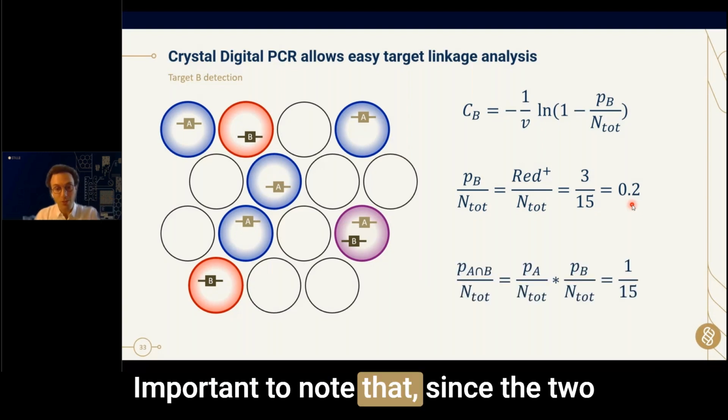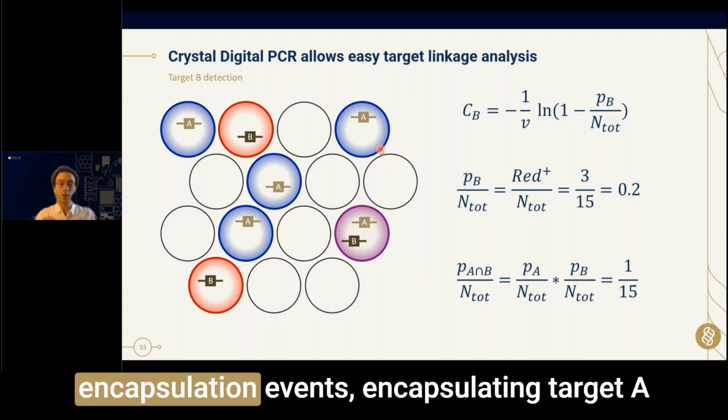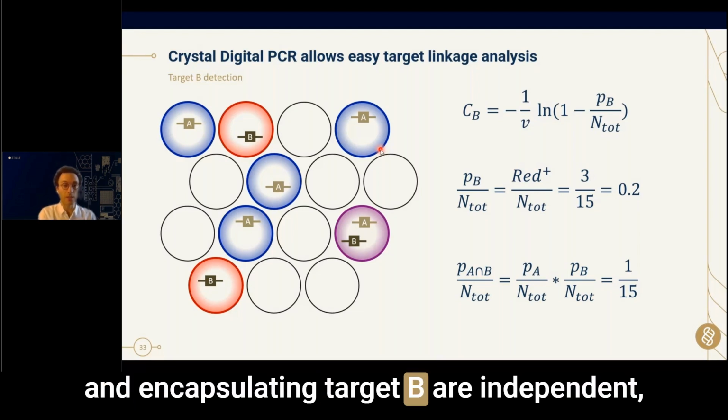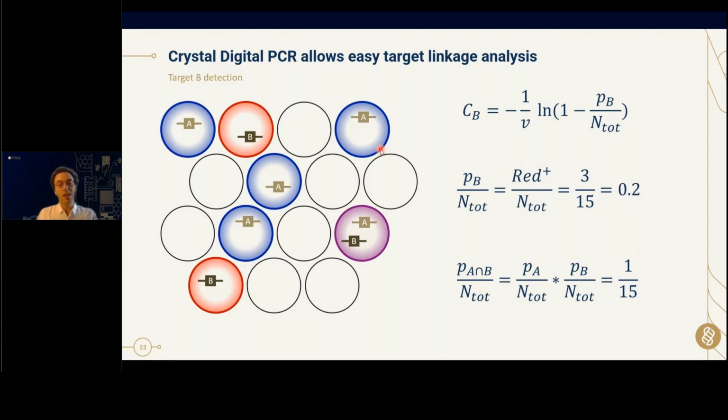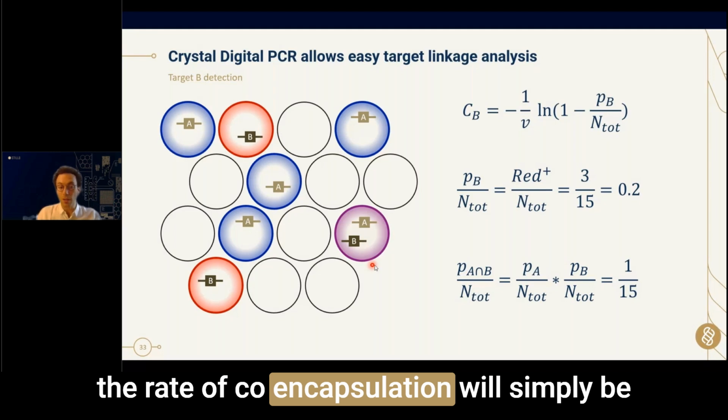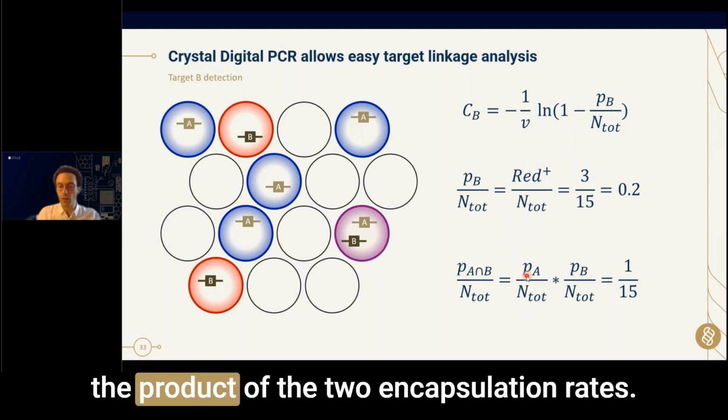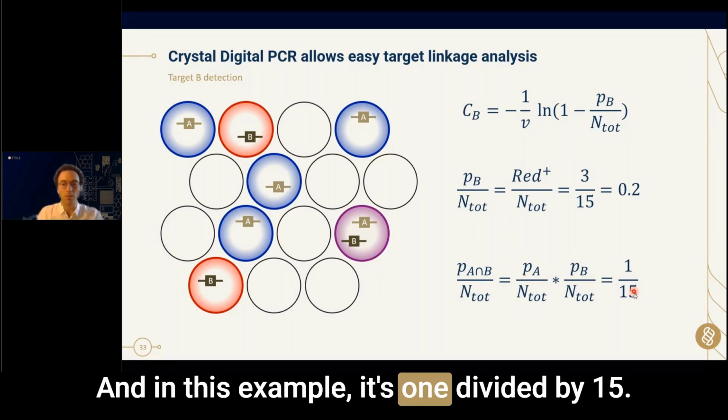Important to note that since the two encapsulation events, encapsulating target A and encapsulating target B, are independent, the rate of co-encapsulation will simply be the product of the two encapsulation rates. And in this example, it's 1 divided by 15.